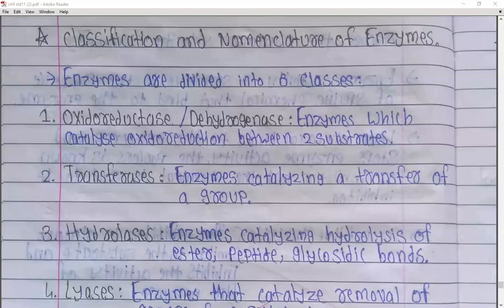There are many different types of enzymes present in this class which do the oxidation reduction reactions. Whichever enzymes are responsible for carrying out the oxidation reduction reactions, they are all placed in the first class, which is known as oxidoreductase.